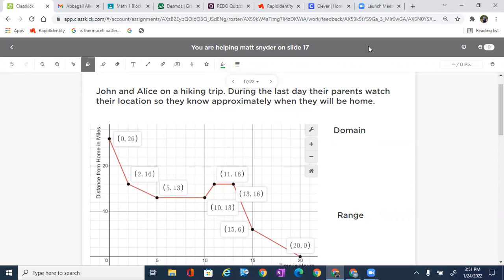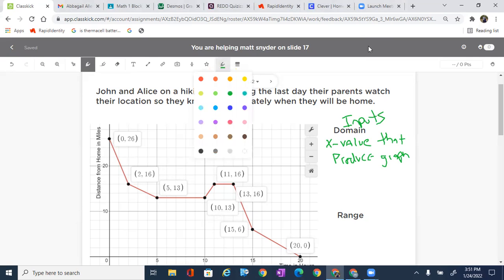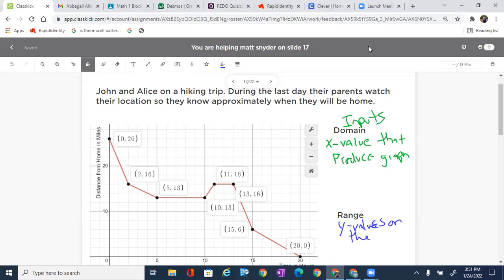First of all, the domain are the X values, okay? The X values that produce graph. A lot of times we talk about the domain as the inputs. And then we separate the domain, the X values, from the range, simply the Y values on the graph. Okay, so the Y values are on the graph, and those are our outputs.